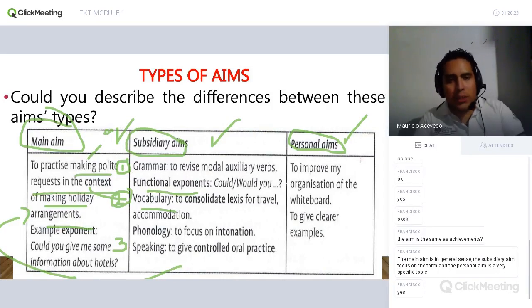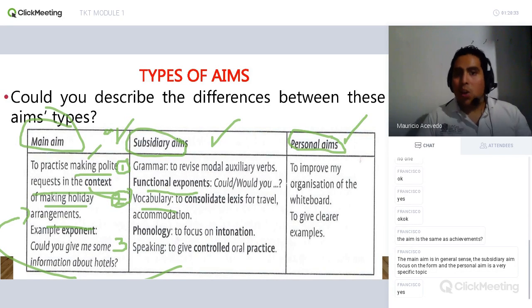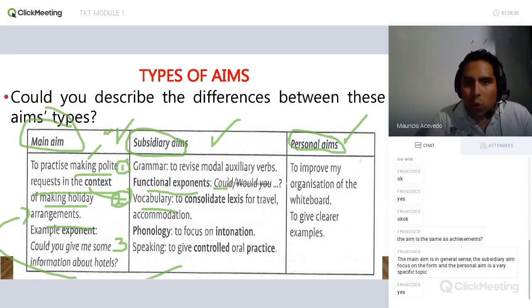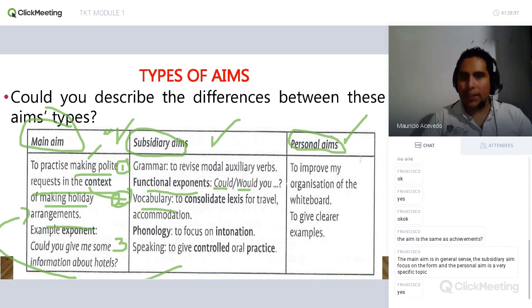For example, the subsidiary aim, grammar, to revise modal auxiliary verbs. Why modals? Because we're using could and would, which are modals. So they must know about them. Functional exponents: could you, would you, okay, all these expressions.